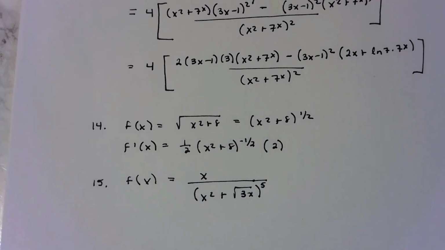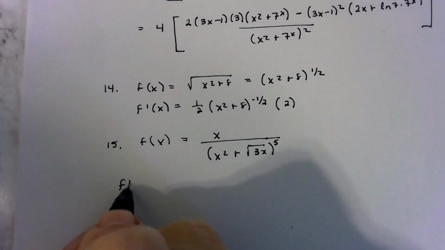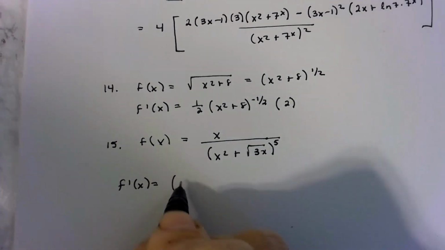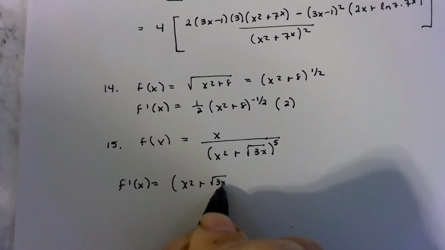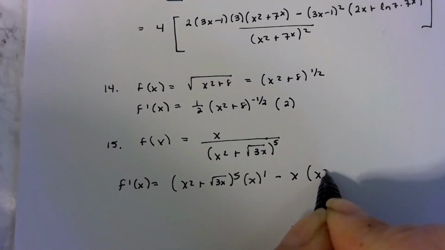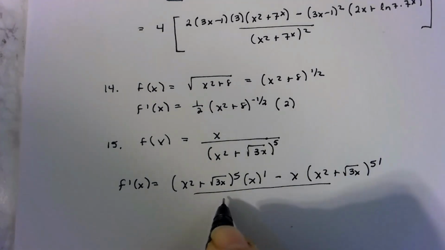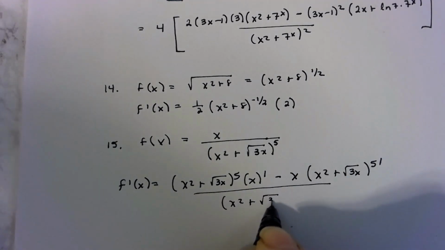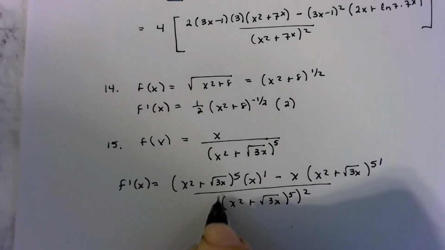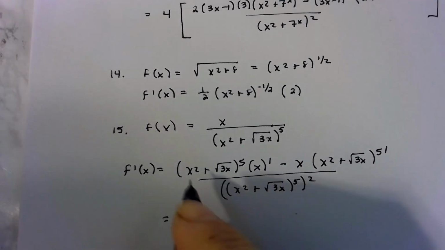Alright, so we have another quotient rule. And the denominator on this one looks pretty complicated, but it's not. It's a quotient, so I need to write out the quotient rule. So let's do it. F prime of x is equal to low times derivative of high minus high times derivative of low over low squared. Whew. Alright, this is easy. I'm just pretty much rewriting most of it.